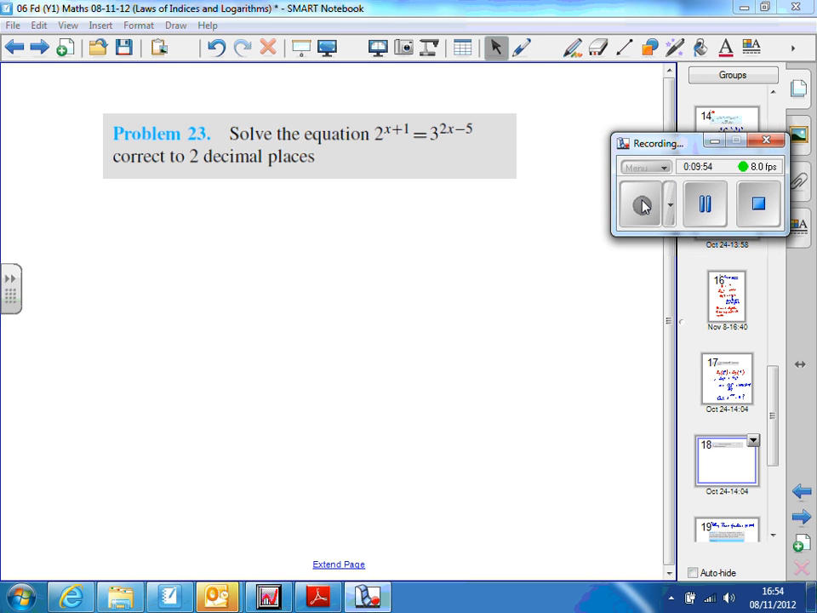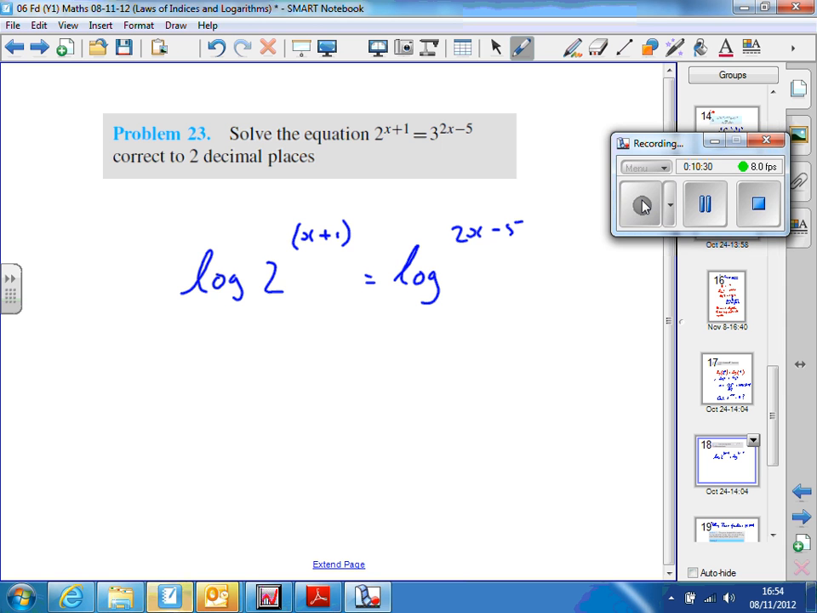Slightly more complex equation, but still the same start point. You say to yourself, x is in a term, but x is in the power. So the term involving x I'm trying to find is in the index, is in the power. So it's always the first step. If that's the case, I take logarithms of both sides. So the first step is logarithm of 2 to the power x plus 1 equals the logarithm of 3 to the 2x minus 5.